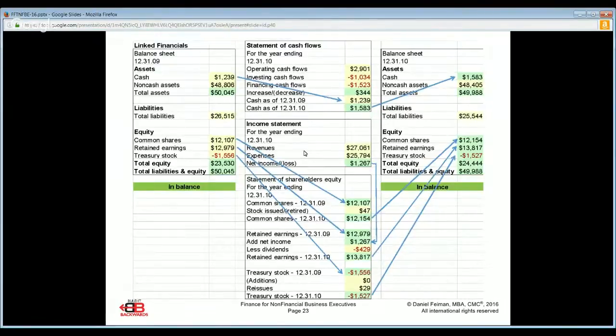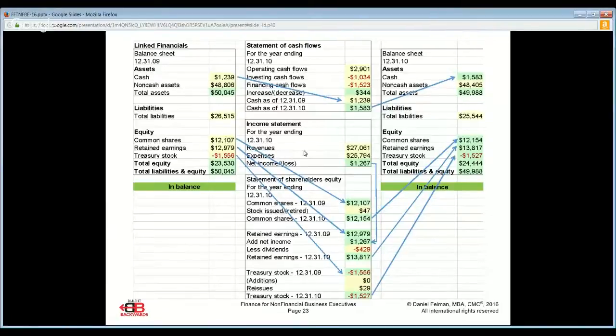You see your total assets, liabilities, common shares, retained earnings from the previous period. In this case, we do have treasury stock. This organization decided at some point, for any one of a number of reasons, to purchase back some of their shares. So we have our equity position, in this case, 23,530. We have our total liabilities and equity. Does the balance sheet balance?